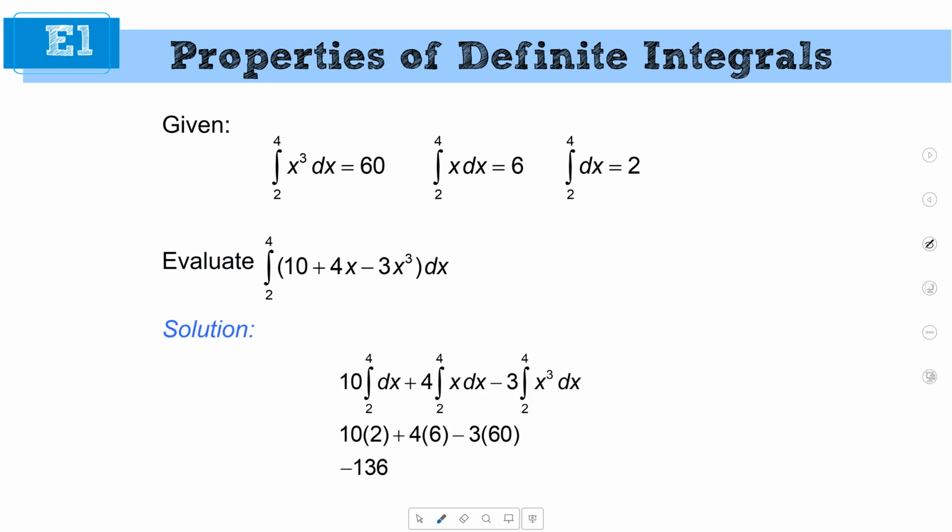Okay? So this can be split into 3 parts. The integral of a sum is the sum of the integrals. 10 is a constant, therefore it can go out in front. 4 is a constant, it can go out in front. 3 is a constant, it can go out in front. Then I plug and chug, and I get my answer. Anything bother you about that?